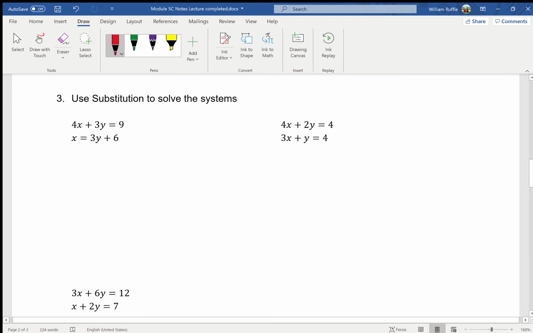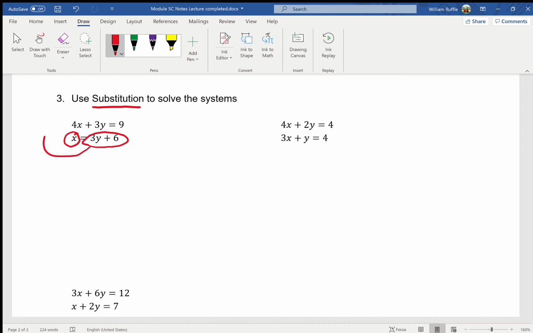Now we're going to do some algebraic solutions to this. The first one we like to show is the substitution method. Now, we need to solve for one of the letters. Now, this could be x or y, it doesn't matter. In this first question, x is already solved for, so I am definitely going to be using that. What substitution means is, since x equals 3y plus 6, I'm going to take this 3y plus 6 and substitute it in for x.